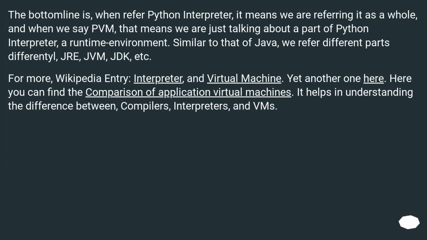The bottom line is, when we refer to the Python interpreter, we are referring to it as a whole, and when we say PVM, we are just talking about a part of the Python interpreter, a runtime environment. Similar to that of Java, we refer to different parts differently: JRE, JVM, JDK, etc. For more, see the Wikipedia entries on interpreter and virtual machine. Yet another one here: you can find the comparison of application virtual machines. It helps in understanding the difference between compilers, interpreters, and VMs.